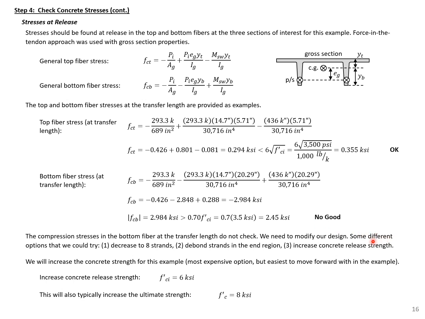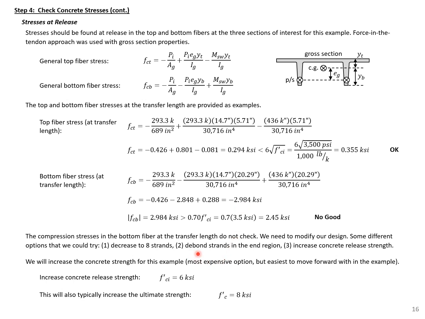Some different options that we could try. We could try decreasing the number of strands. We know we tried 10 strands and we thought 8 strands might work, so we could try decreasing to 8 strands. Decreasing the number of strands would decrease our compression, which will decrease our compression stress here.